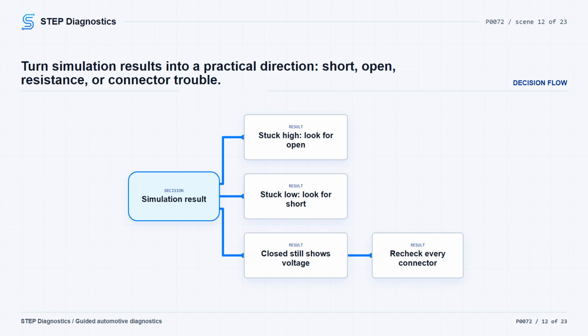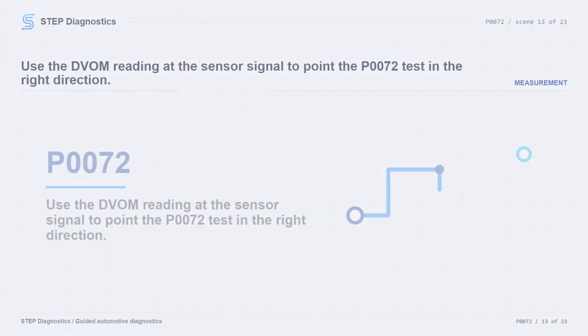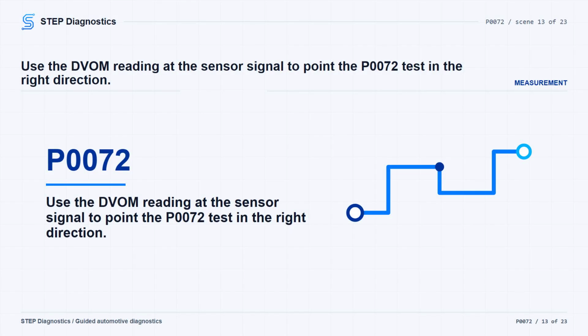If the circuits check good, inspect every related connector for pushed out, spread, corroded, or dirty terminals before blaming the ECU. If you are using a DVOM, first confirm the temperature sensor and ECU connectors are connected and locked properly. Turn the ignition on, backprobe the temperature sensor signal circuit at the sensor connector, and measure the voltage.